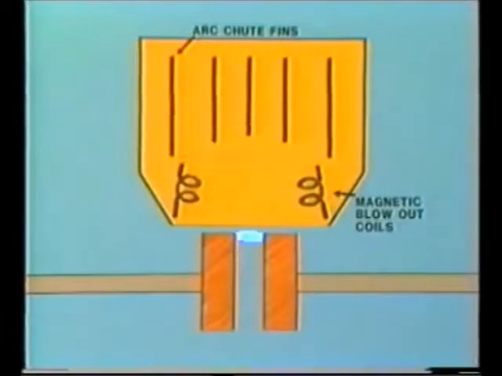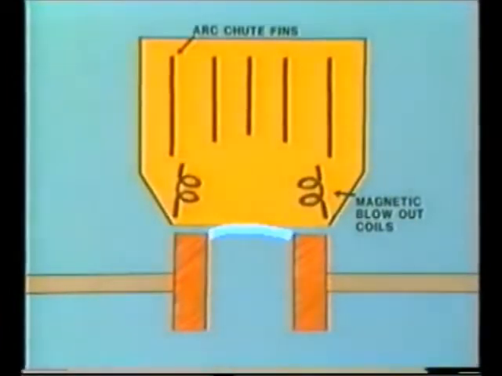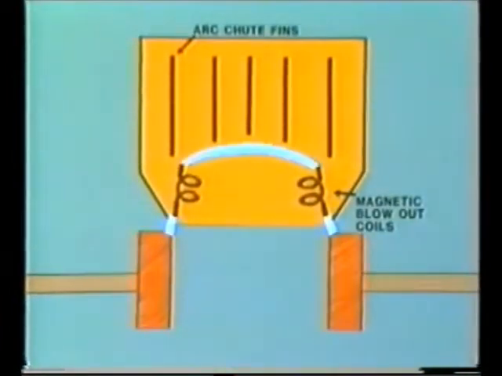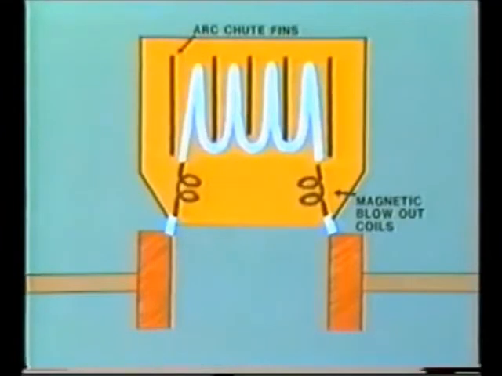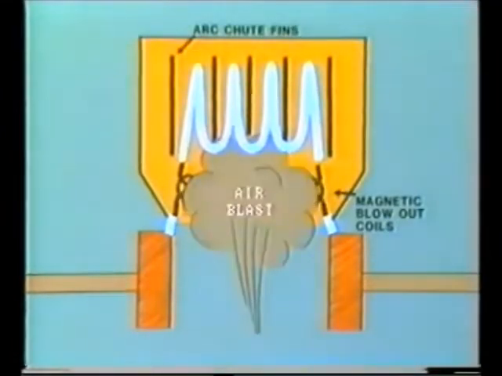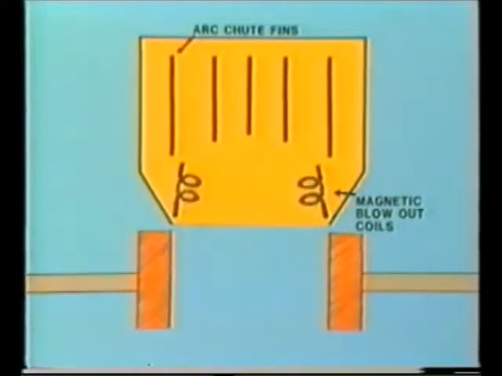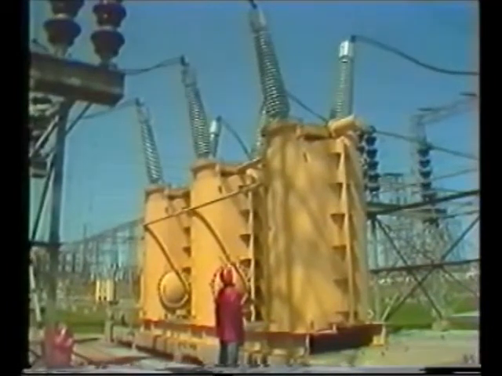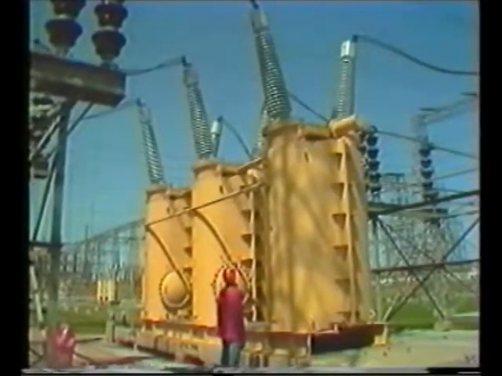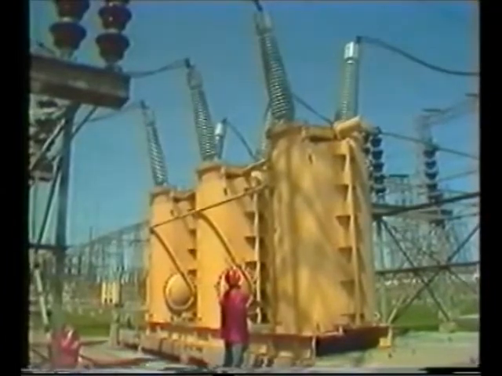As the contacts open inside the interrupter, an arc is drawn. It is essential that this arc be extinguished immediately and the contacts thoroughly insulated from each other, so as to prevent a restrike, which could result in considerable damage to the breaker. Various methods are used to quench the arc inside the interrupter, depending upon the size and voltage of the breaker.